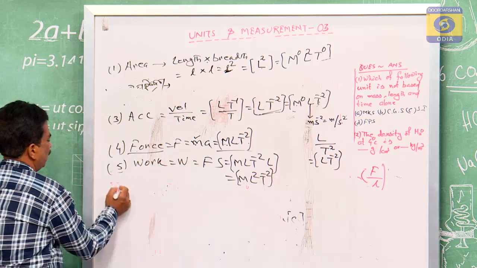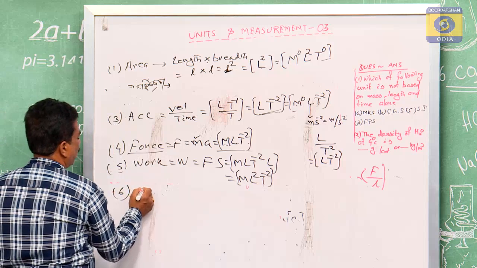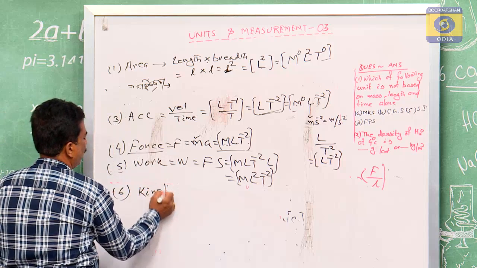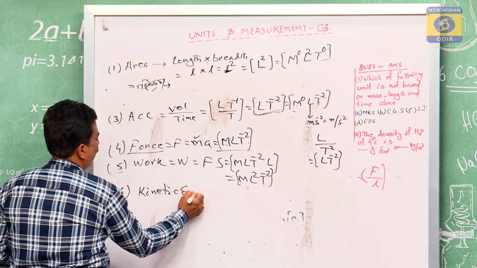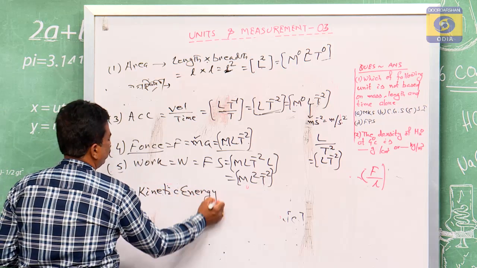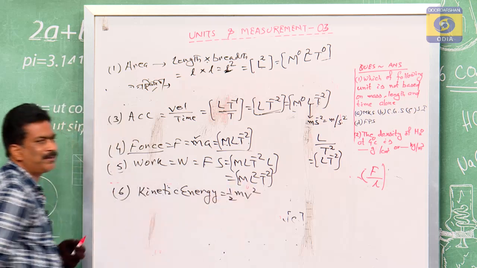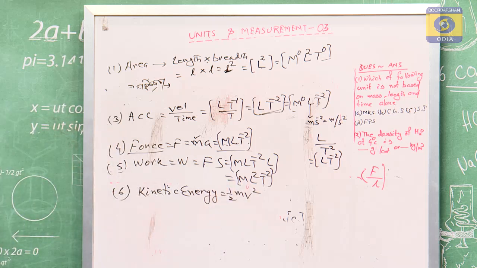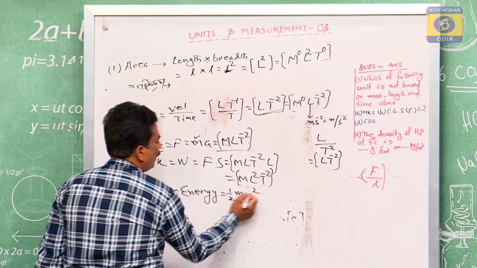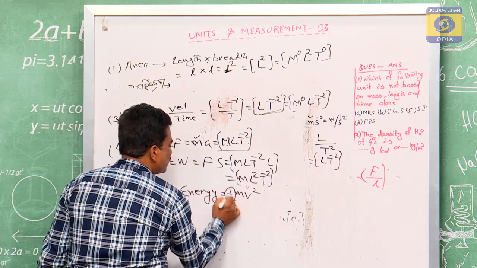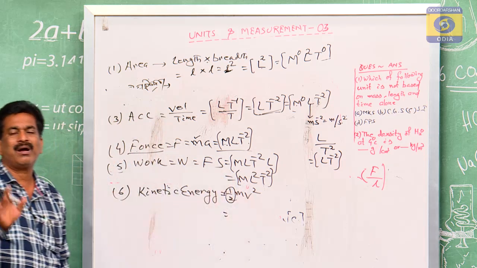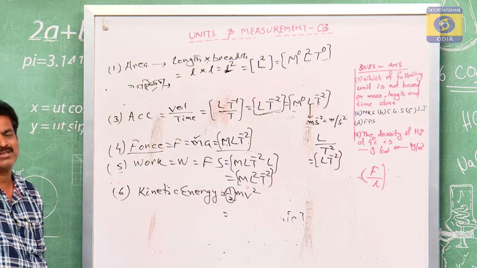Next one, number 6, kinetic energy. What is the formula for kinetic energy? You know from school level, that is half mv square. So half mv square. Half is a number. A number has no dimension.